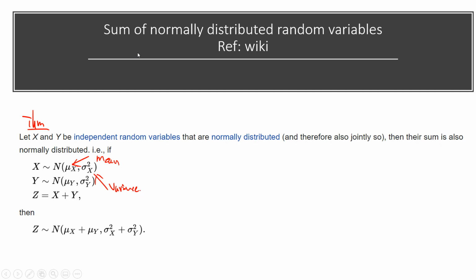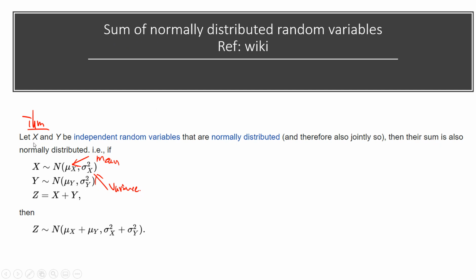This is the famous result, and many people have already proved it, right? But I still want to take all the details and make a reference. The reference comes from Wikipedia, but we can add some details. The result is about the sum of normally distributed random variables.